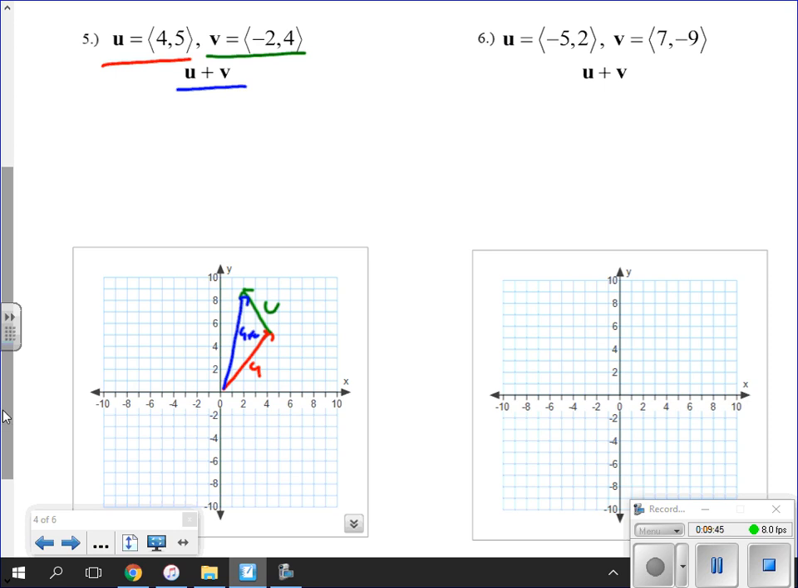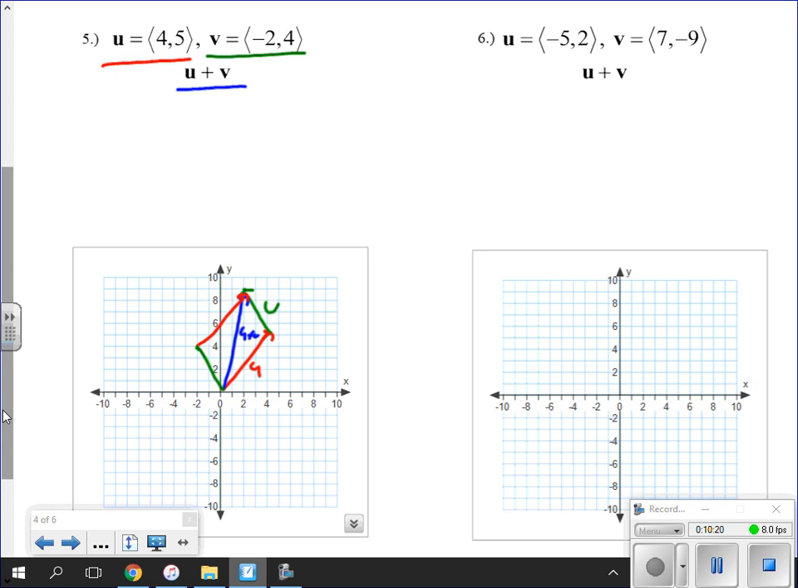Now, I could have done V first, negative 2, 4, and then done U on top of that. And if you look at it, what do I have? I have a parallelogram. This is often called the parallelogram method of finding the resultant vector. You make a parallelogram from the two vectors you are adding, and then the diagonal across from the origin to the point opposite gives you the resulting U plus V vector.